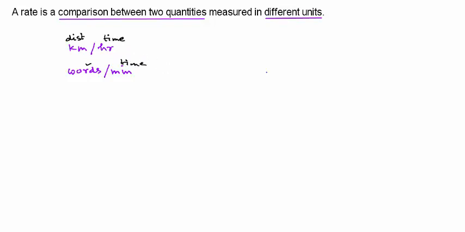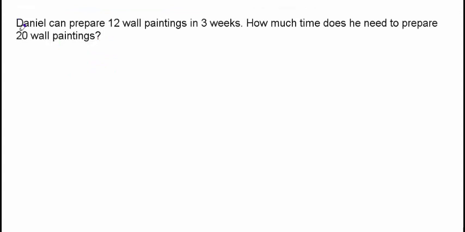To express quantities as a rate in their simplest forms, divide the quantities until the second reduces to a single unit. And here comes the first example. Daniel can prepare 12 wall paintings in 3 weeks. How much time does he need to prepare 20 wall paintings?